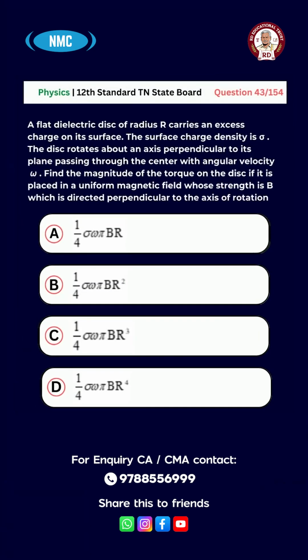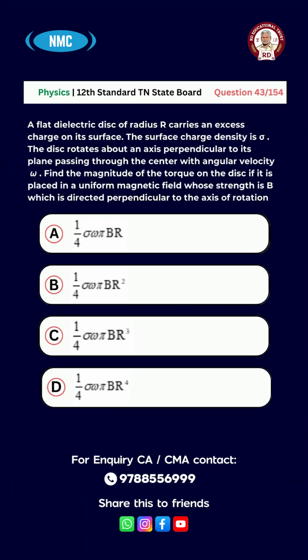Question number 43. A flat dielectric disc of radius r carries an excess charge on its surface. The surface charge density is sigma. The disc rotates about an axis perpendicular to its plane, passing through the center, with angular velocity omega. Find the magnitude of the torque on the disc if it is placed in a uniform magnetic field of strength B, which is directed perpendicular to the axis of rotation.